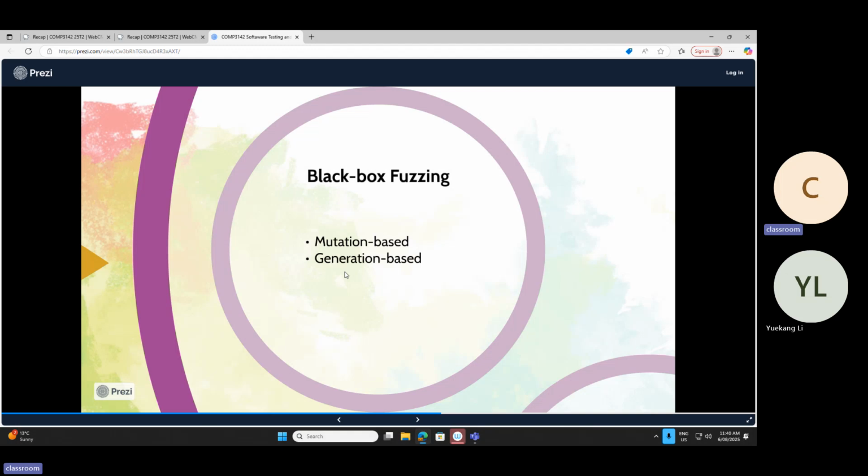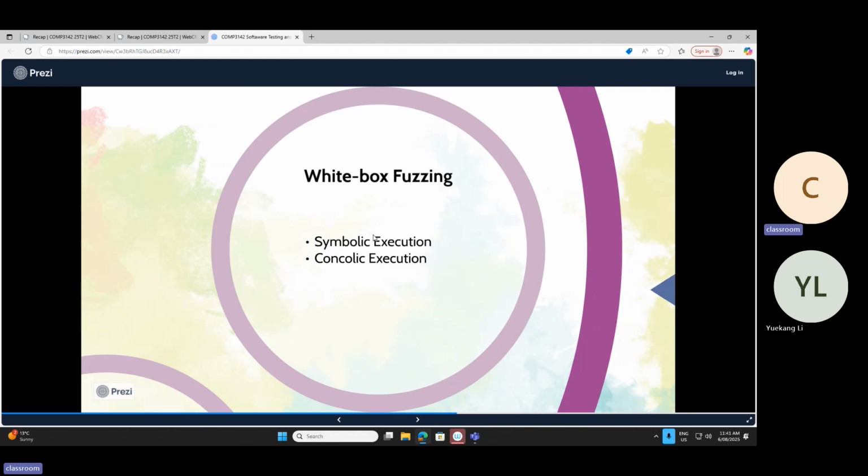But normally, how do we create test cases from scratch? We need to use some rules, right? We need to follow some models. For example, if we are testing a JSON parser, then we need to follow the rules to create JSON objects, right? So for generation-based testing, normally we need some rules or some models to guide the generation of test cases.